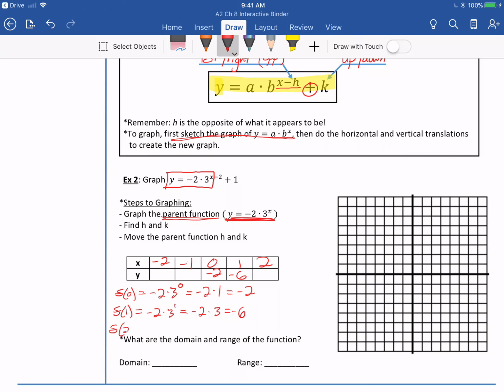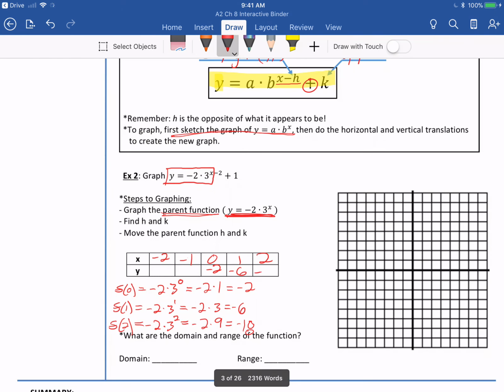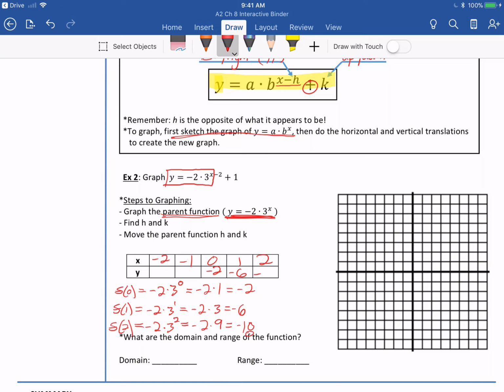And my last positive one, f of 2, is -2 times 3 to the second, which is -2 times 9, and that is -18. All right, so this is -18. And as you go on through here, these guys actually do a lot of flipping around.